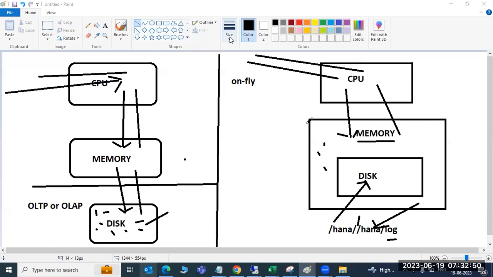Then they will spend some money on the hardware. So they will do the hardware increase, which means they will take one weekend. They will take the downtime. Then they will increase the RAM memory. Simple.